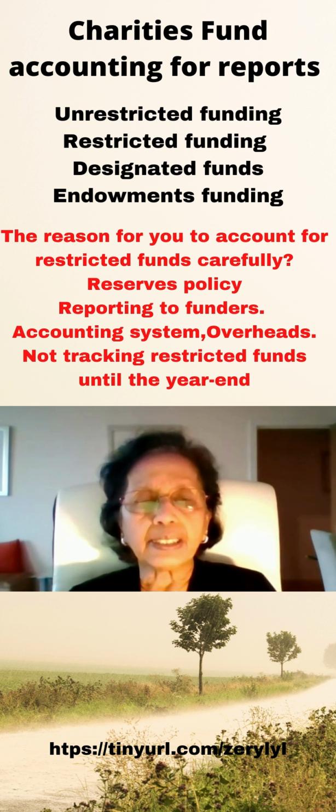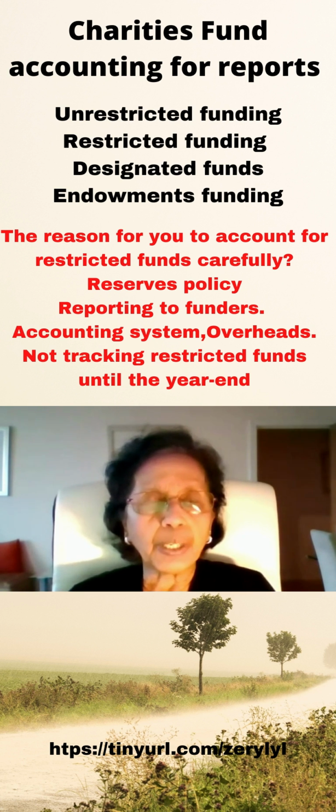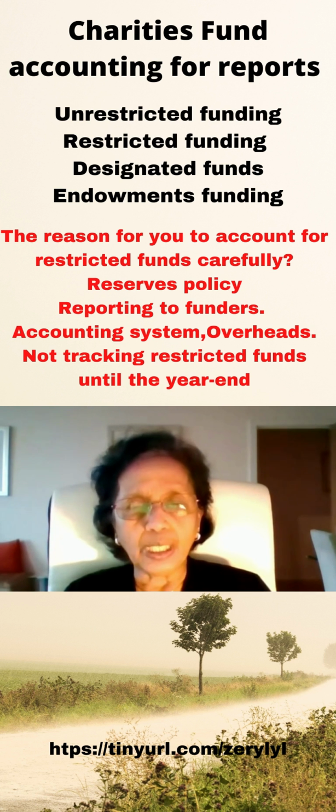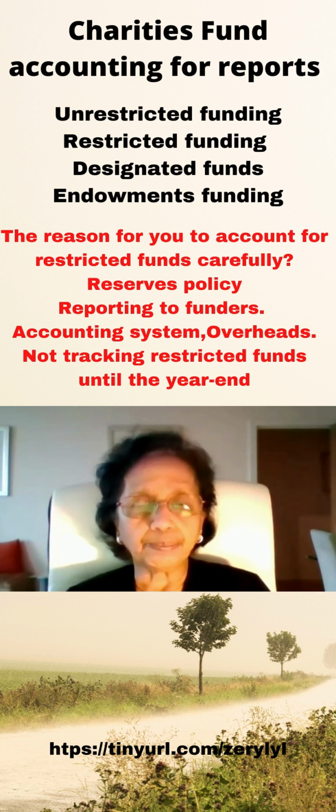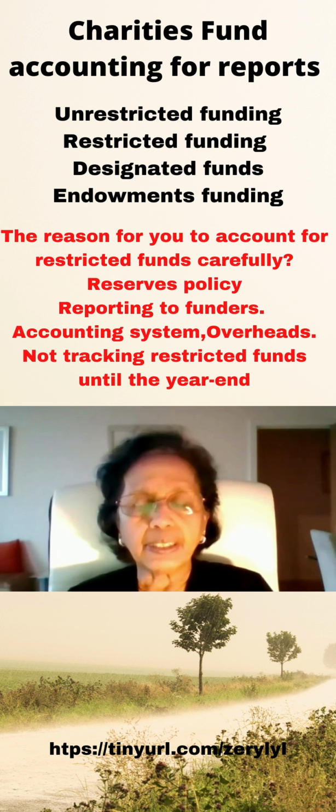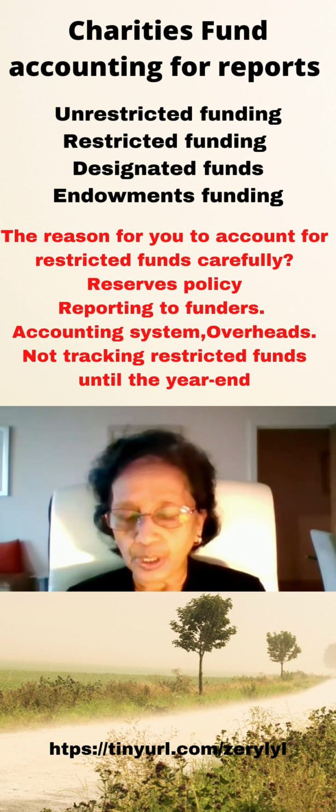Some donors pay for some activities which are run by the charity, so the money should be spent on those activities only. That is restricted funding. Designated funds: some charities seek this type of funding for some unexpected repairs, say some building repairs or something like that. Something happened, and when they receive it, that funding goes only for that.